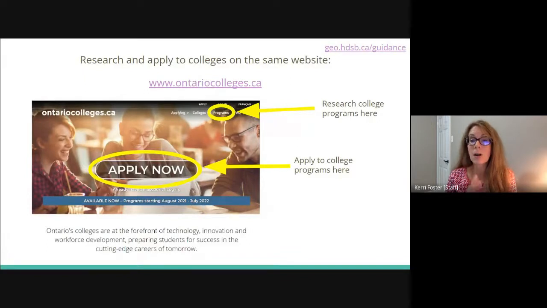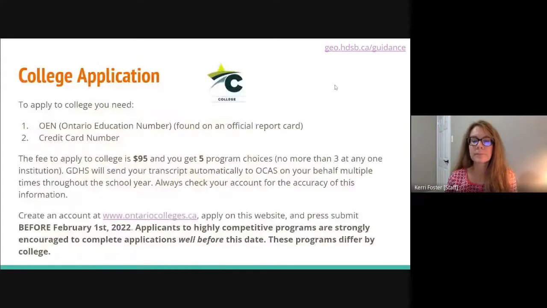As I said, this is also the website where students will actually be applying to college once they begin the actual application process. So in order for students to be able to apply to college, they need two things. First of all, their OEN number, which is the Ontario Education number you can find on your student's report card. The second thing is just a credit card to pay for it.